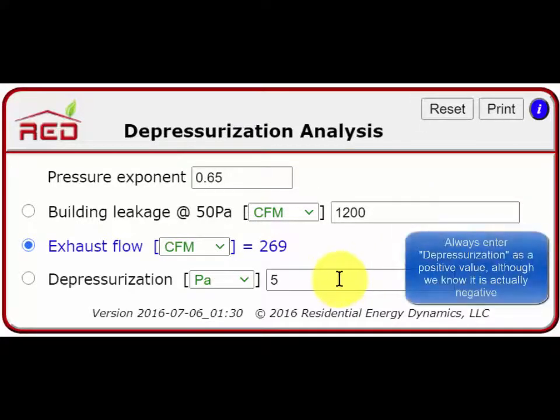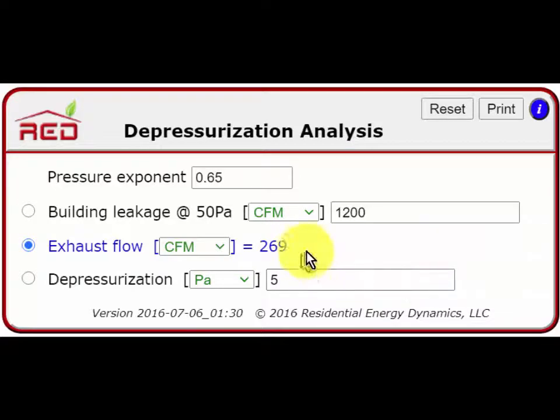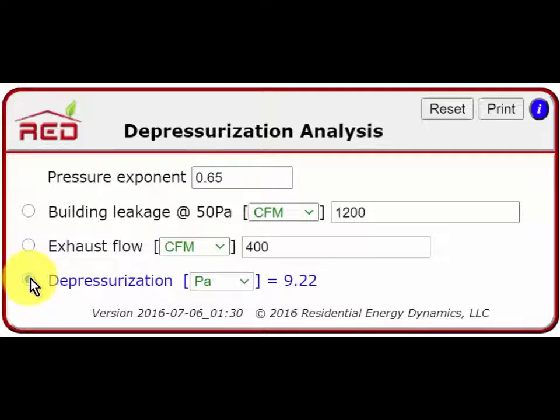Depressurization is entered as 5 or -5. This is the depressurization limit of a natural draft gas furnace. You can see that the exhaust appliances are limited to a total of 269. We would have to eliminate a kitchen range hood or dryer, and it's hard to do that. Let's see what happens if we solve for depressurization.